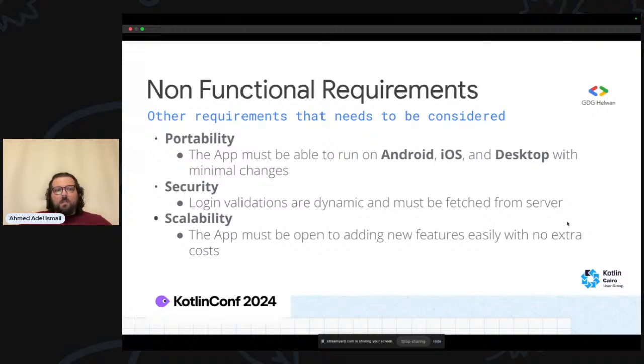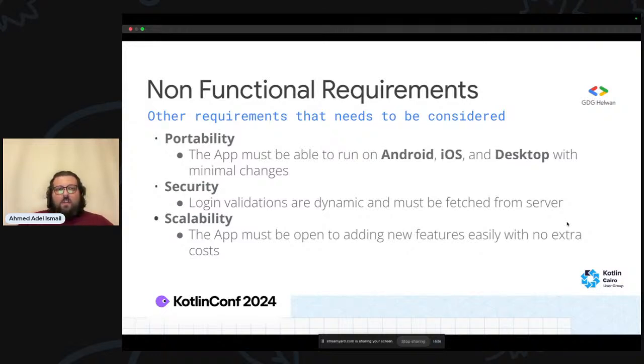Also, one example of non-functional requirements is in security. For example, that the login validations are dynamic. They must be fetched from servers, so they are not hard-coded in the app. So why is this non-functional requirement here? Because when we go to the code, this can also result in extra use cases or extra domain models. We don't just spot our use cases and domain models from the functional requirements, but non-functional requirements can also play a role in adding more code or modifying our code.